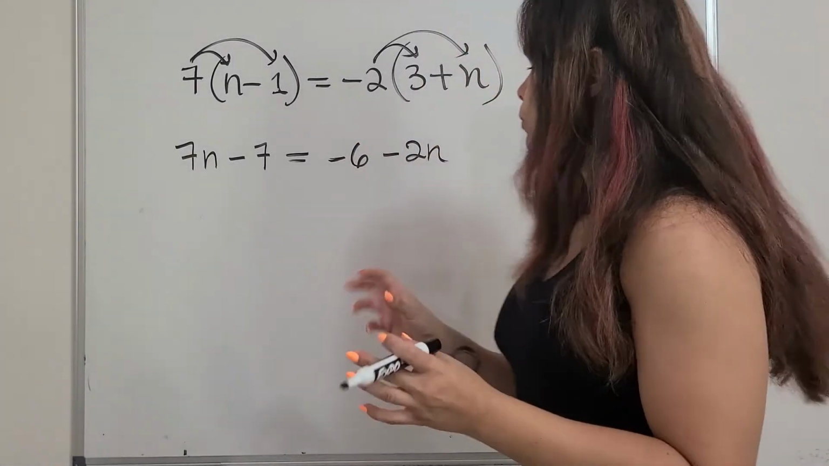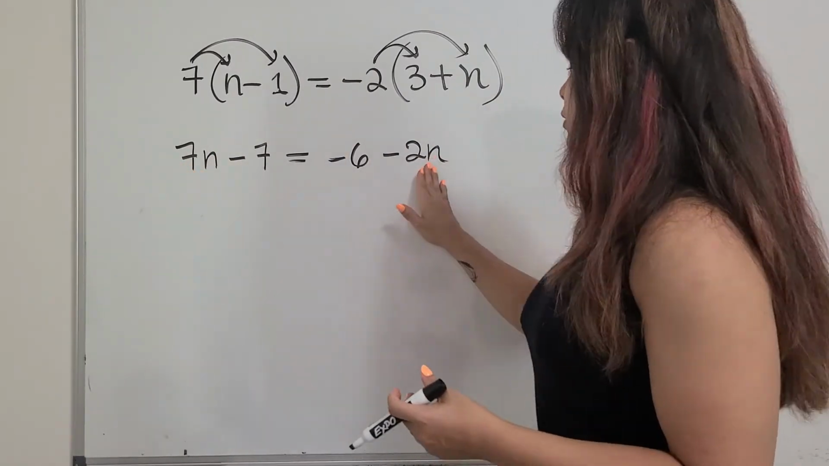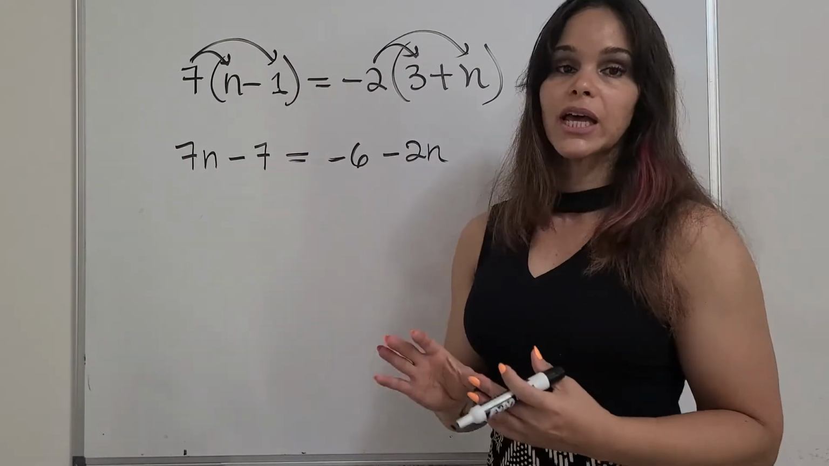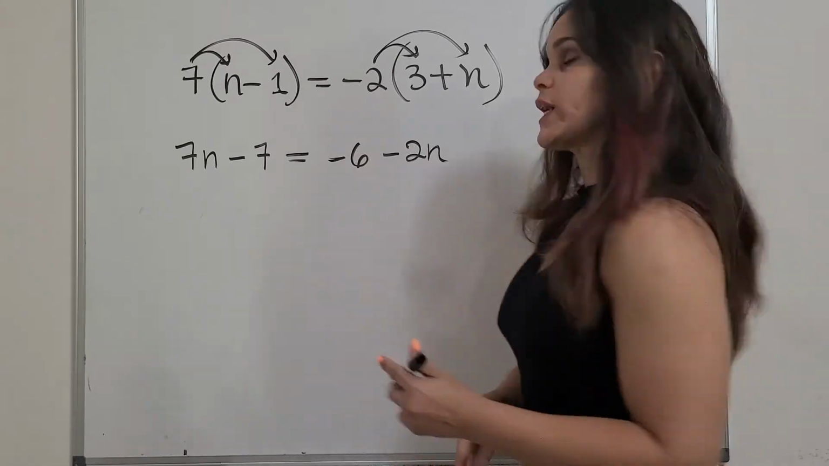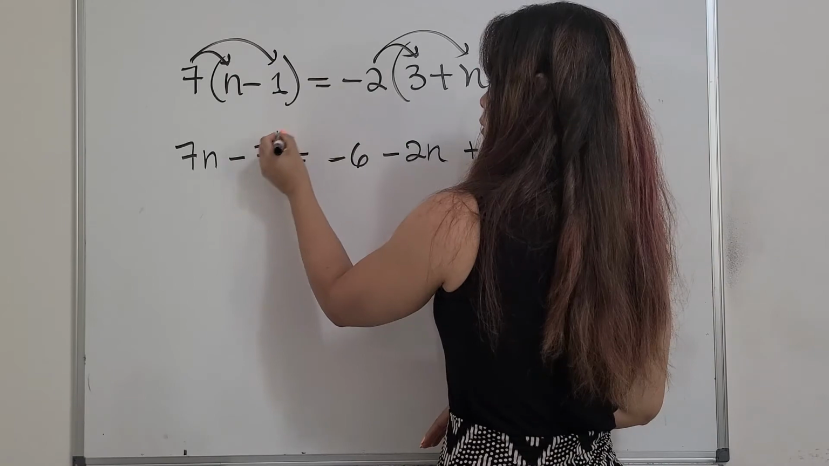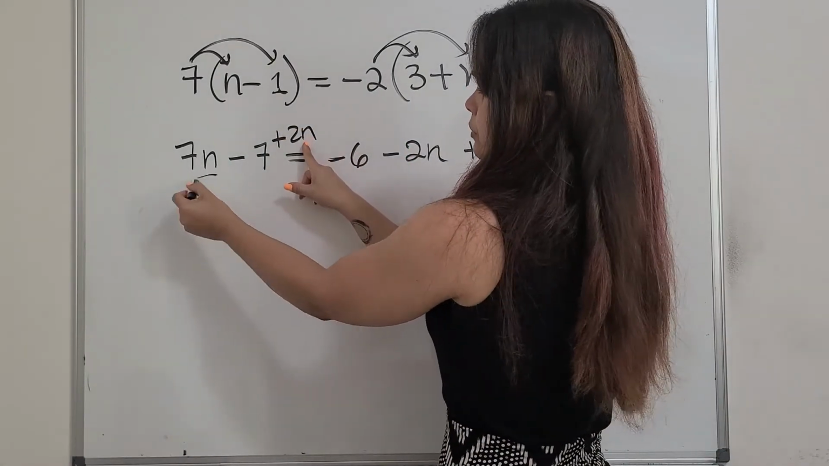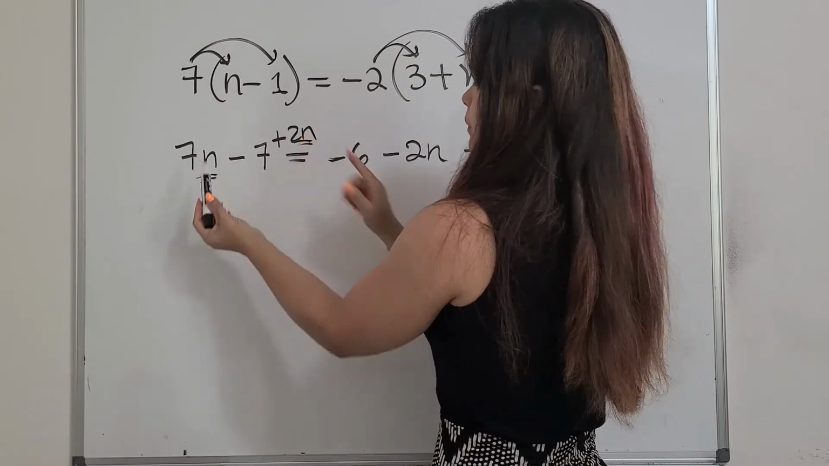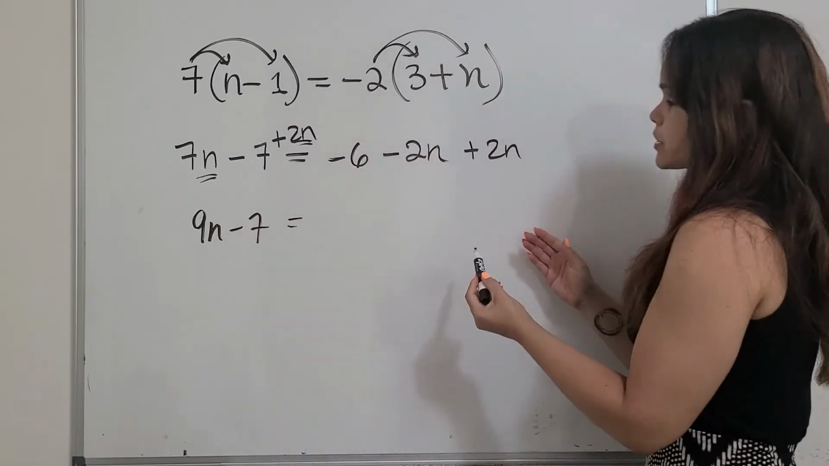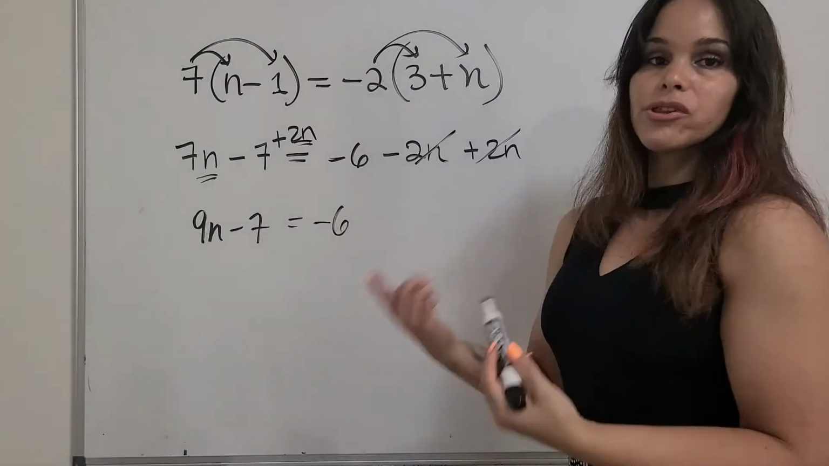Okay, so similar process as before. I'm going to group the similar terms. We have 7n and minus 2n. I want this guy on the left side. I'm going to choose to have all the terms that have n on the left side, so I need to add 2n. I'm going to add 2n here, but if I decide to add 2n here, I need to do this here too. On the left side, what do we have? We have similar terms, so this is going to be 9n minus 7. And on the right side, this cancels out, so I have a negative 6 here.